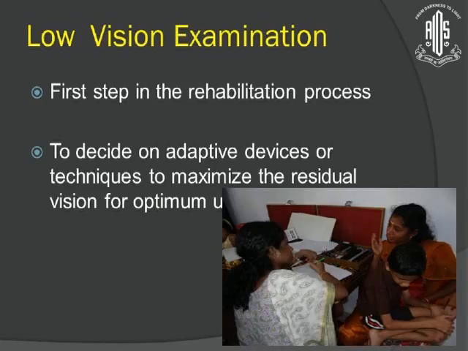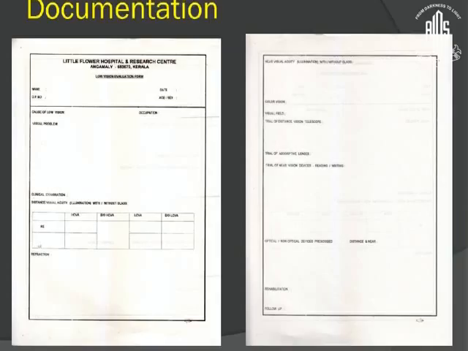The first step in any rehabilitation process is to decide on adaptive devices or techniques to maximize the residual vision use. And all these findings have to be properly documented. This is the documentation form which we follow in our hospital.